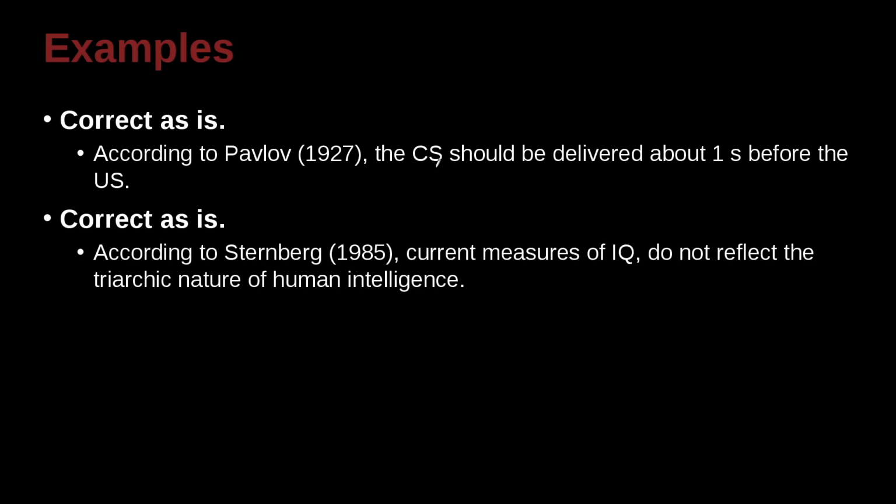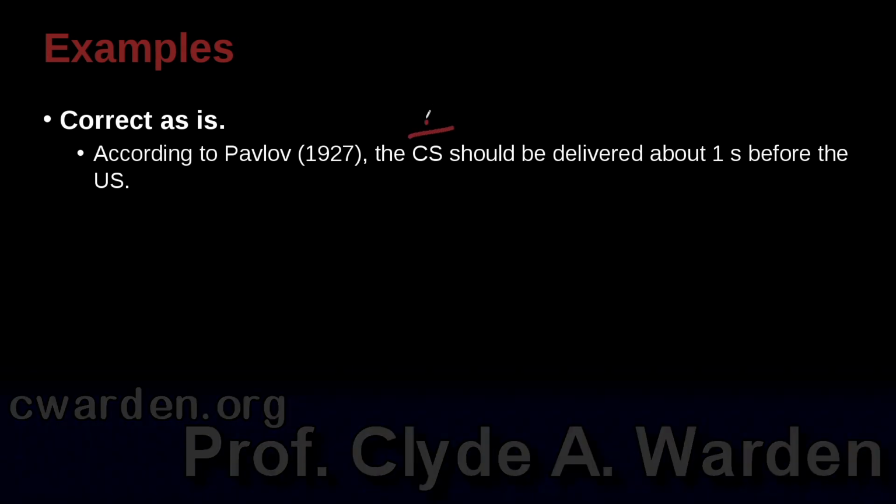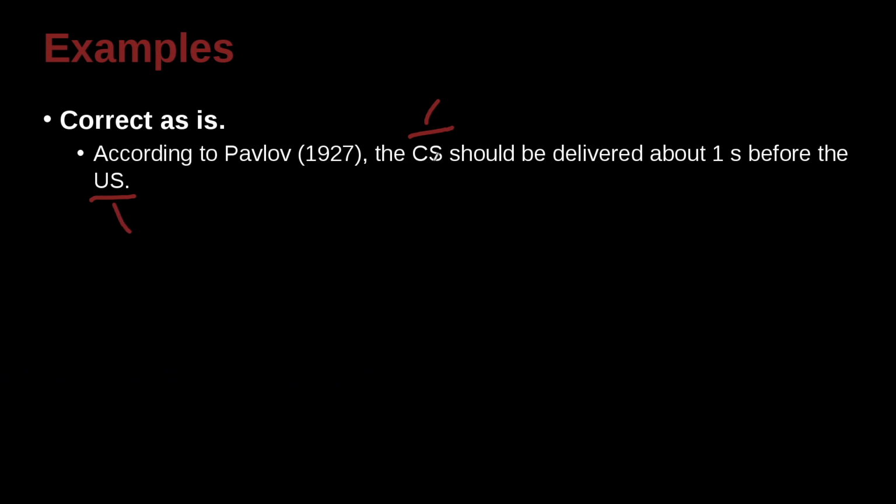So, confusing, right? According to Pavlov, 1927, the CS should be delivered about 1 second before the US. So here the CS means the conditioned stimulus, and the US means the unconditioned stimulus. This is not explained using the parentheses, right? We're not saying conditioned stimulus CS. We're not going to do that. Why? Because this is common and understood in the field, so you do not need to do that. It's in the dictionary.